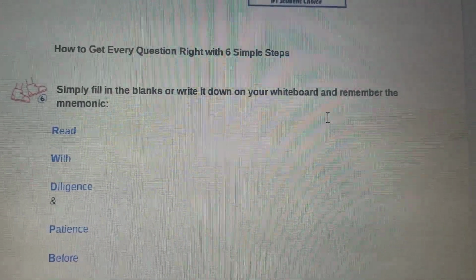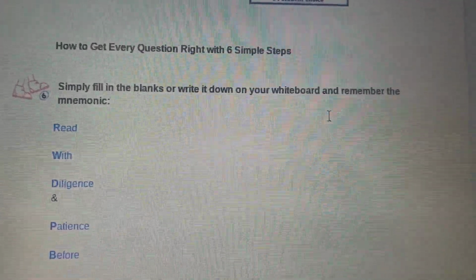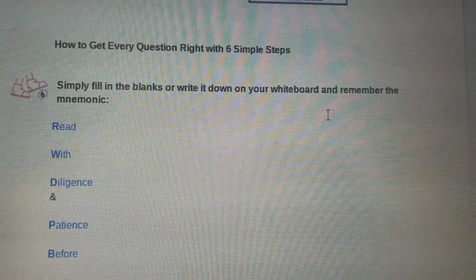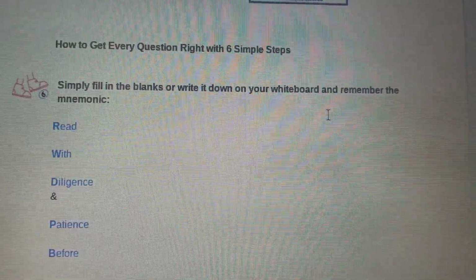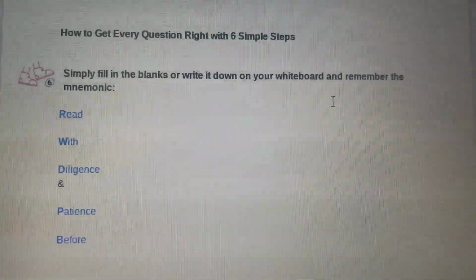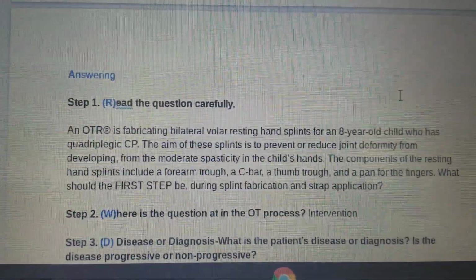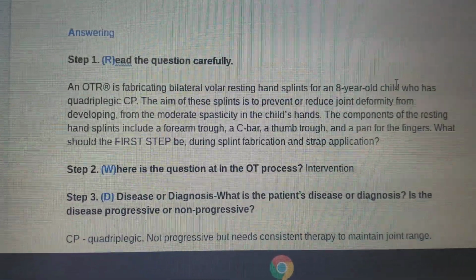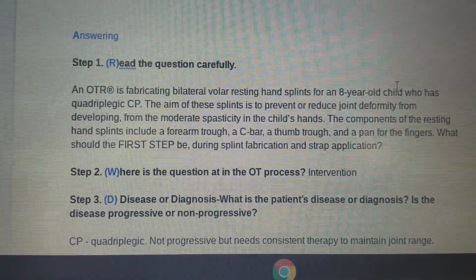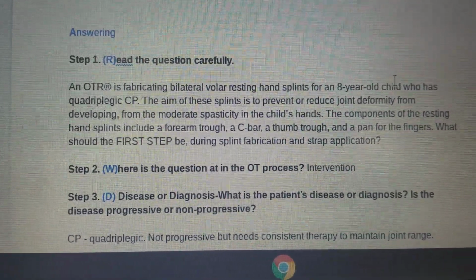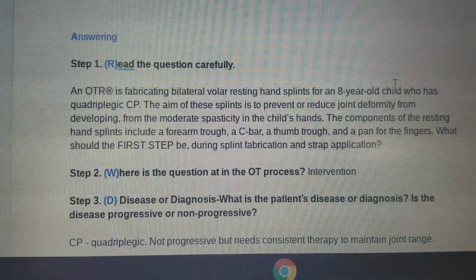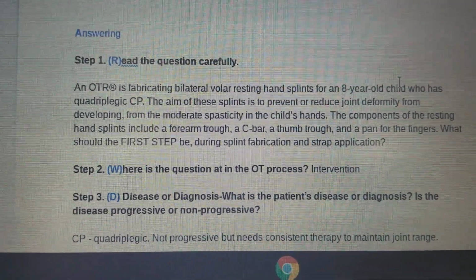I'm going to show you how to get every question right with 6 simple steps. So simply fill in the blanks or write it down on your whiteboard and remember the mnemonic. Read with diligence and patience before answering. So we always want to make sure we're reading the question carefully and we don't put in words or infer anything that's not really in the question. So let's go through it slowly.